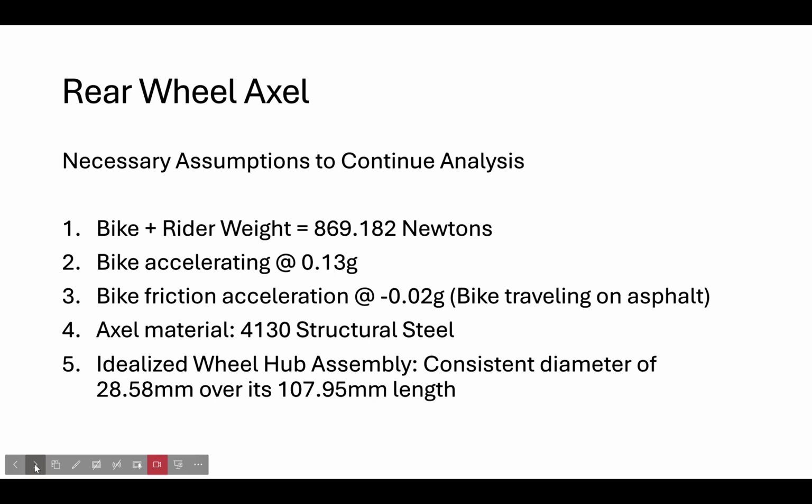These are some of the necessary assumptions I needed to make to continue with my analysis. The bike and the rider would weigh about 869 newtons. The bike accelerating was at a rate of 0.13 Gs. The bike's frictional acceleration was at a negative 0.02 Gs, because I found some information on that kind of acceleration when the bike was traveling on asphalt. I assumed the axle material to be a durable 4130 structural steel, which I found from information online. And the idealized wheel hub assembly had a consistent diameter of 28.58 millimeters over its 107 millimeter length.